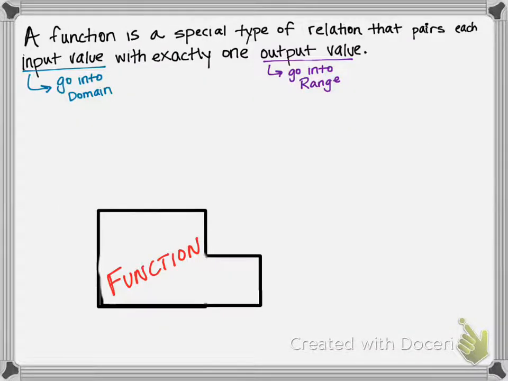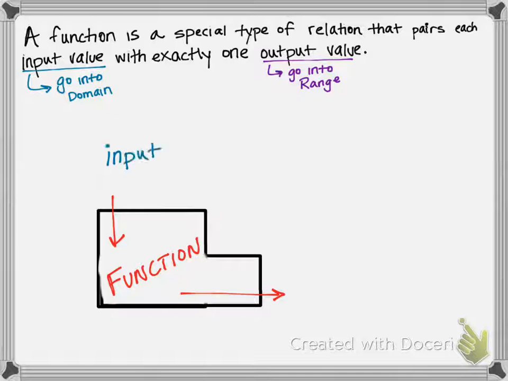Now you definitely hear us use the word function a lot, and just know that a function is a special type of relation that pairs each input value with exactly one output value. So think of a function as a machine where something goes in and then it gives you something else out.